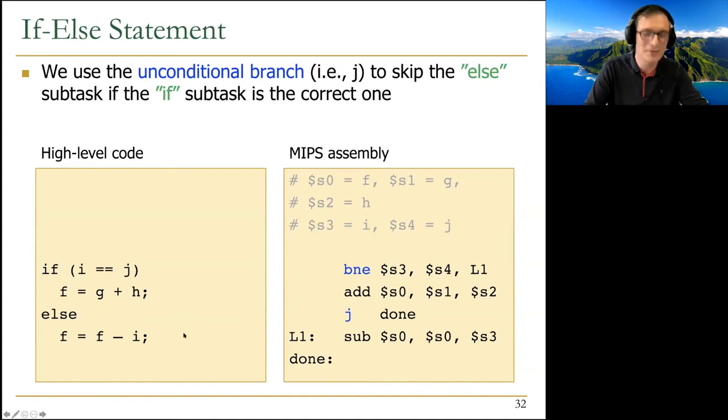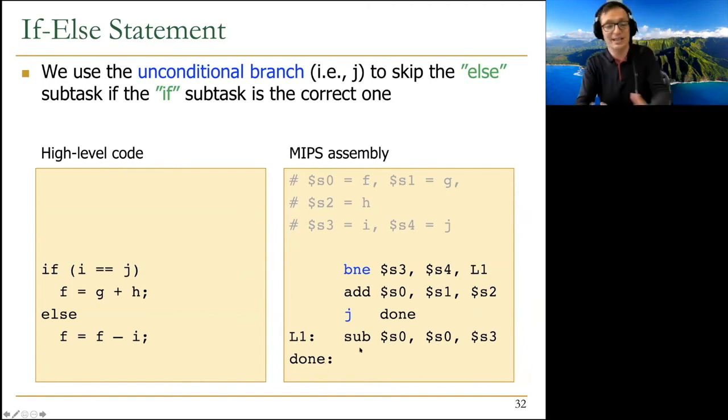Yeah, this is a different code. So we basically need to do the else, which is the L1 over here. Because if I is not equal to J, we do F equals F minus I, which is implemented by the subtract instruction. But if this branch condition is not true, we do the add, but we should not do the else. To be able to enable that, we have an unconditional jump. Basically, if we do the add, we should really jump to done and skip the subtract.